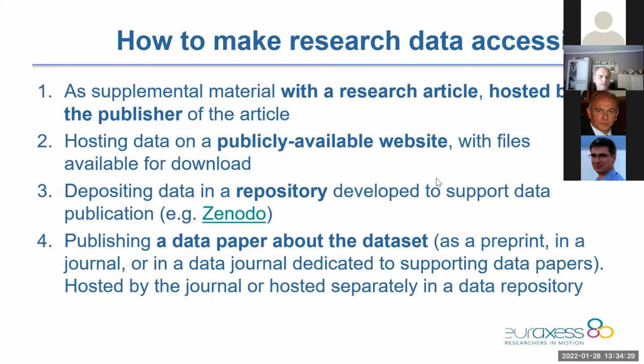Until now, I think we agreed that data should be open and published. The question is how to publish our data. There are several ways. The first one is as supplemental material with a research article hosted by the publisher of the article. The advantages of this are that the data are in accordance with the requirements of the journal, and that they easily fit into the work itself. Of course, there are some disadvantages: it can cost money, the data can be subject to copyright, it can be available only if it is paid, and similar.